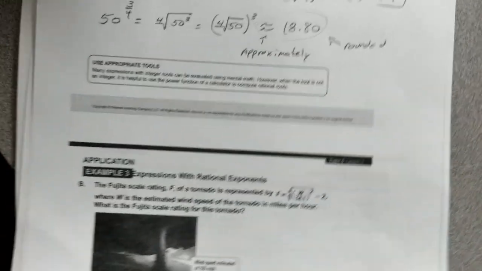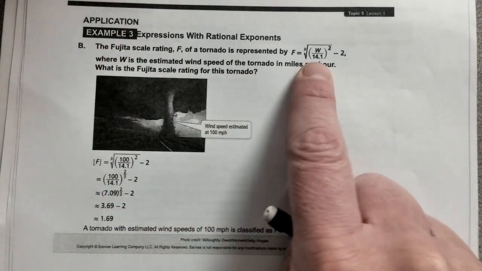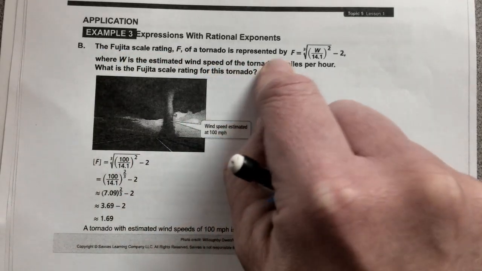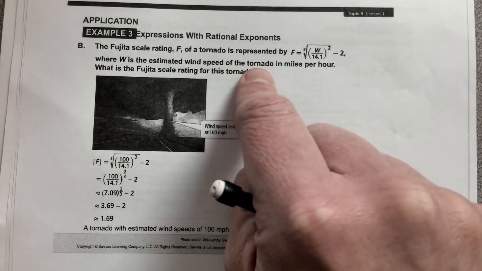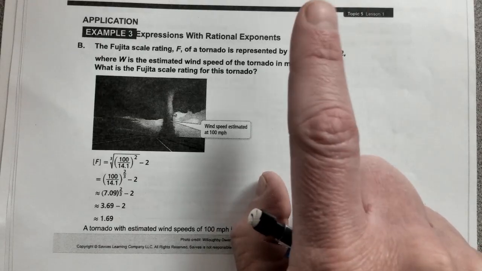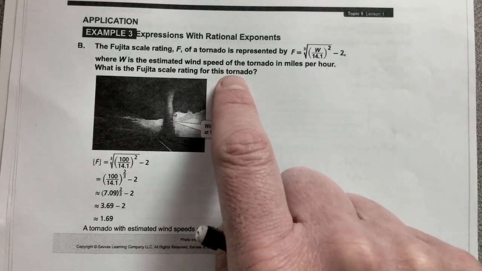All right, so on these problems here, application style problems, they're going to give you this nasty formula, right? So the fajita scale rating, F, of a tornado is represented by this nasty function that helps you choose whether or not you're going to have steak, chicken, or shrimp, or a combination of fajitas, right? And so what they tell us is W is the estimated wind speed of the tornado.